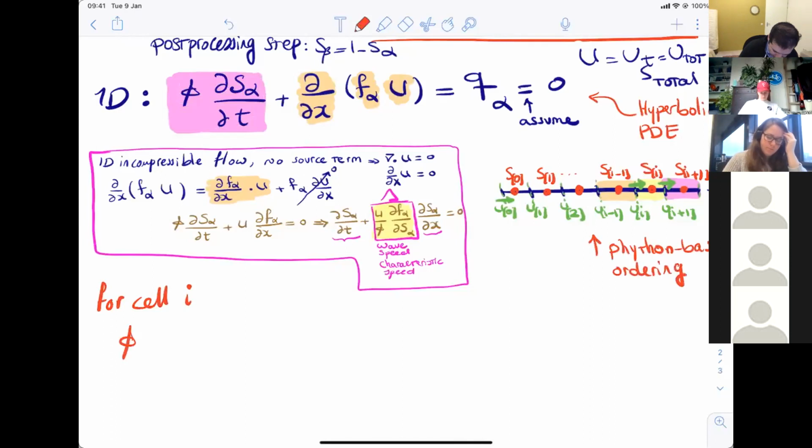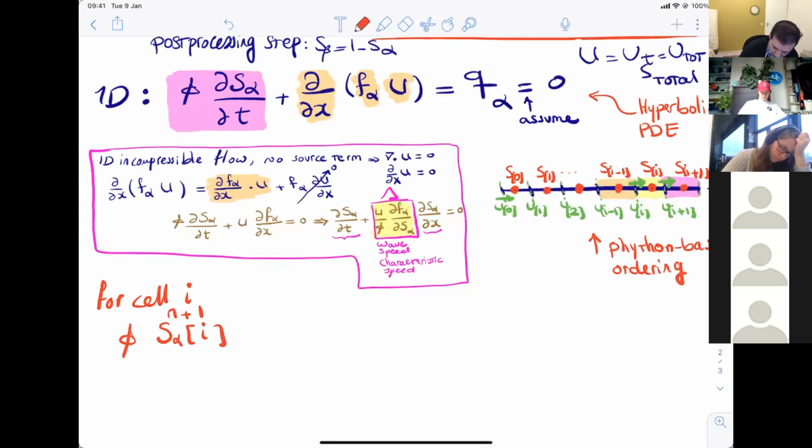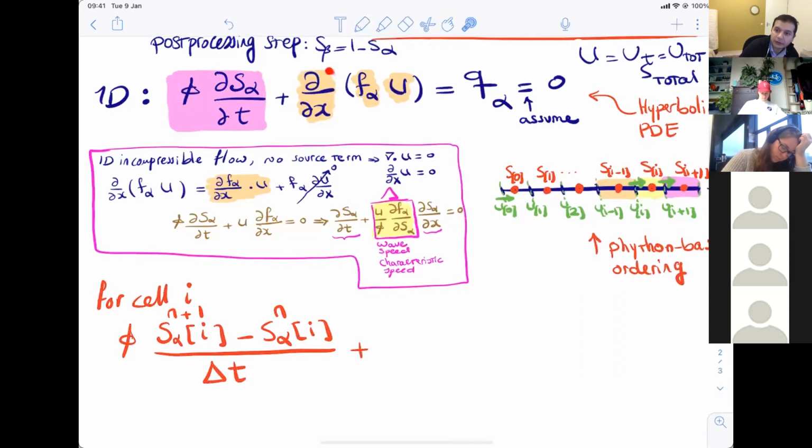Then I get phi s alpha for cell I at time n plus 1 minus s alpha at cell I at time n, divided by delta t, my time step, plus we have a divergence operator here. The divergence operator of a flux, we always said that with our staggered finite difference scheme, is flux at the right interface minus flux at the left interface. So that would be F alpha at the right interface between I and I plus 1.